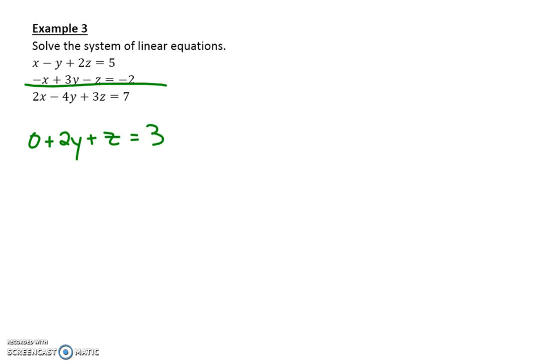Okay, and then what I'm going to do is I will multiply the second equation by 2, and then I can work with the second equation and the third equation. Because remember, the first thing that we did was equations 1 and 2, was this one. So now we're going to be working with equations 2 and 3.